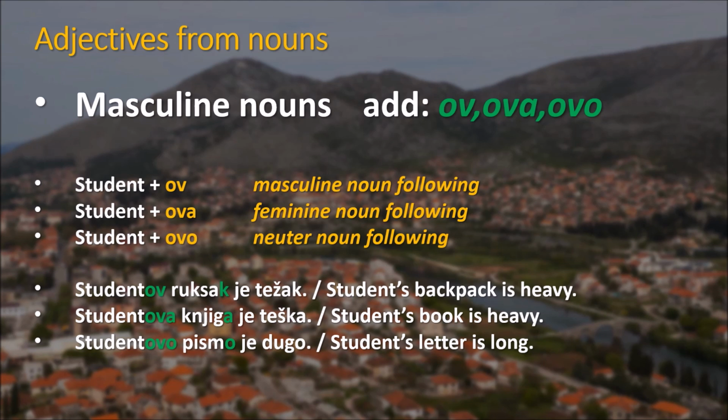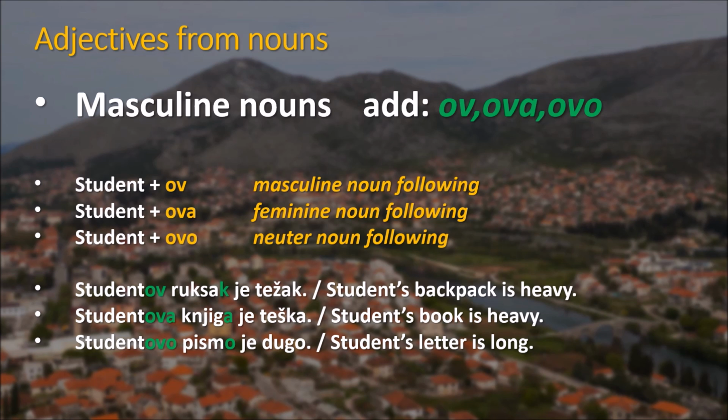So we have studentov ruksak je težak. Again, studentov ruksak je težak. The student's backpack is heavy. So backpack is ruksak, that's what we are looking at. It's not ending on a vowel, therefore it is a masculine noun. So then we already know how to create the possessive adjective from the noun that's ascribed to this. We will just add the ov ending. So studentov ruksak je težak.